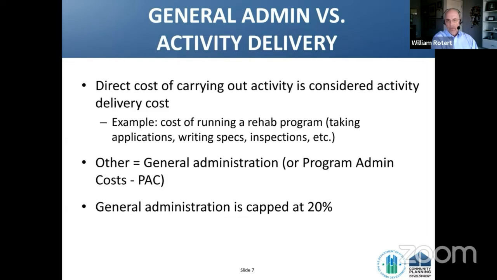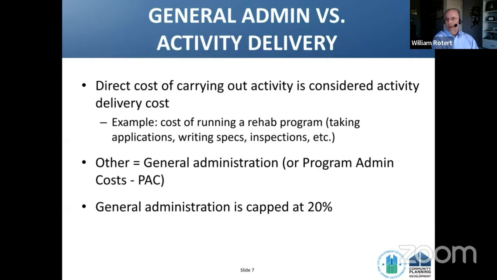Other broader costs, and I like to think of them as the costs for administering your program as a whole, are considered general administration, and they do count toward that 20% ceiling. So I think everybody knows, both for the regular program as well as for your CDBG-CV program, your general administrative costs are capped at 20%. So you have to be mindful of that.